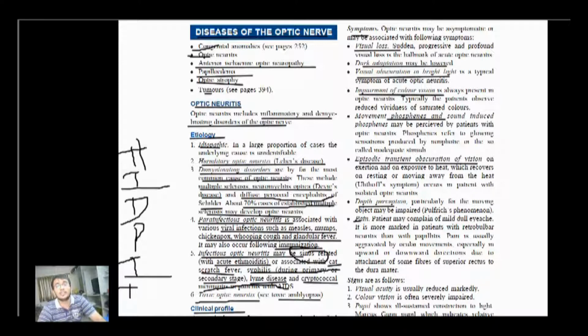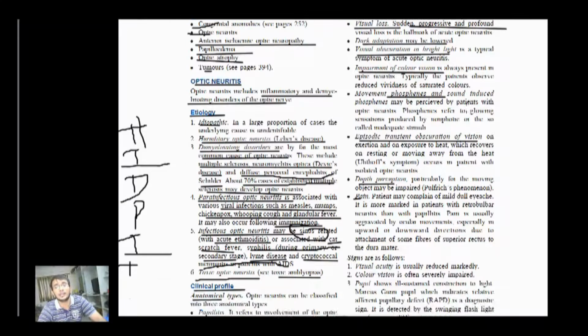So eight things: visual loss, dark adaptation may be lowered, visual obscuration in bright light, impairment of color vision, phosphenes, episodic transient obscuration of vision, depth perception and pain. So how is the visual loss? Visual loss is sudden, progressive and profound. It is the hallmark of acute optic neuritis. Dark adaptation is lowered. What is visual obscuration in bright light?